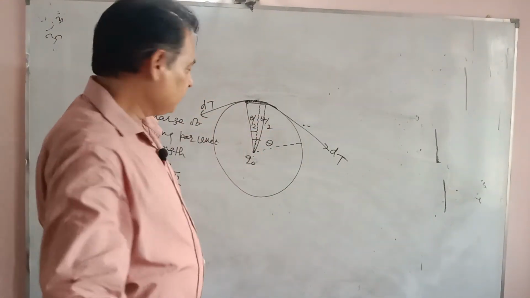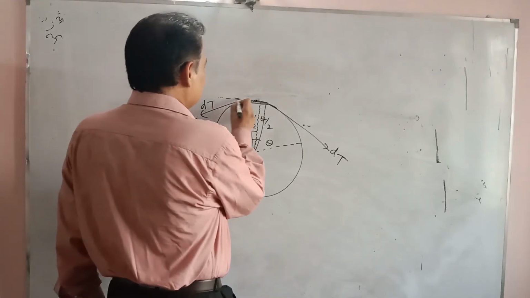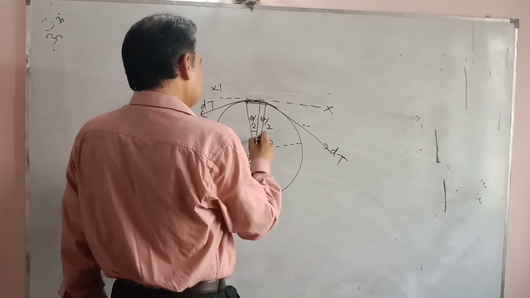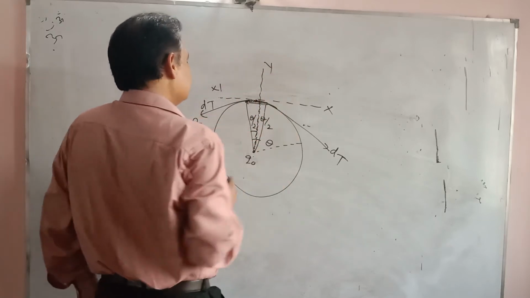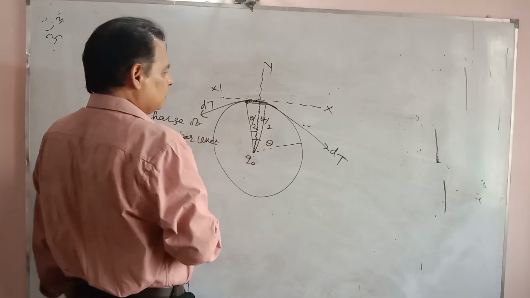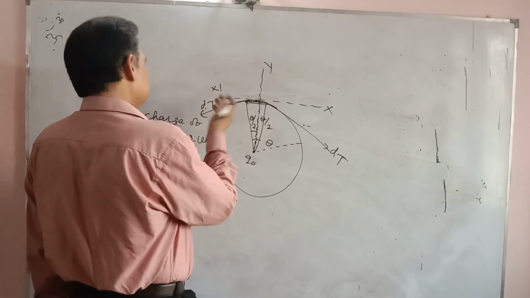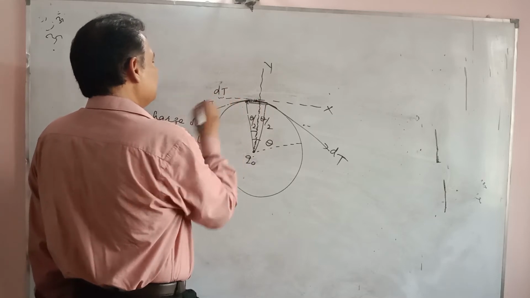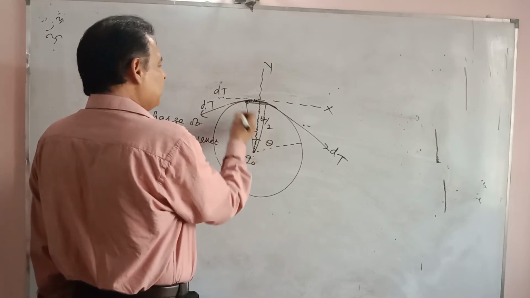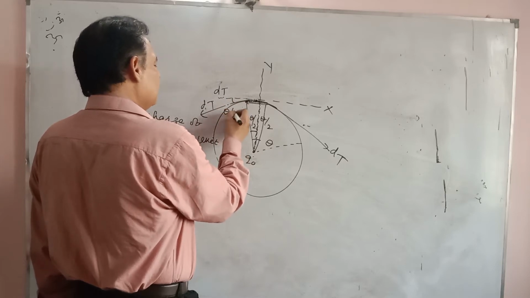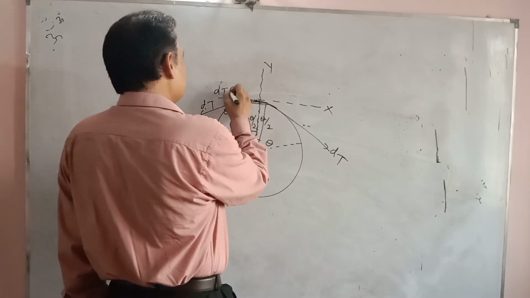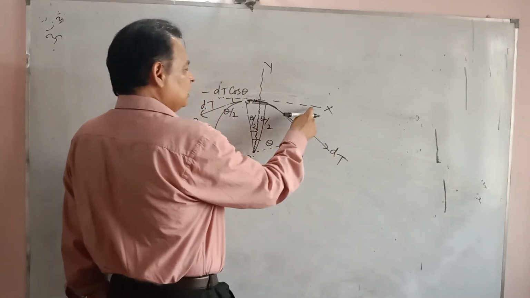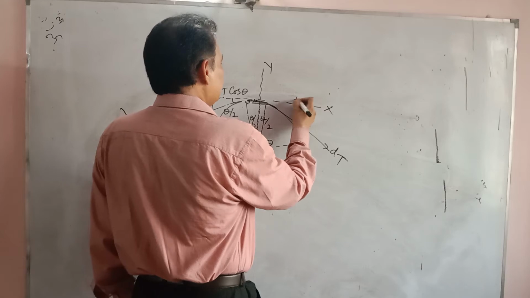If I take a particular horizontal line x prime, and this vertical line y, this dT has a component here. If this one is theta by 2, this will also be theta by 2. I hope you all know this thing. So dT cos theta by 2 with minus sign. Here the component of dT along the positive x-axis is plus dT cos theta by 2.